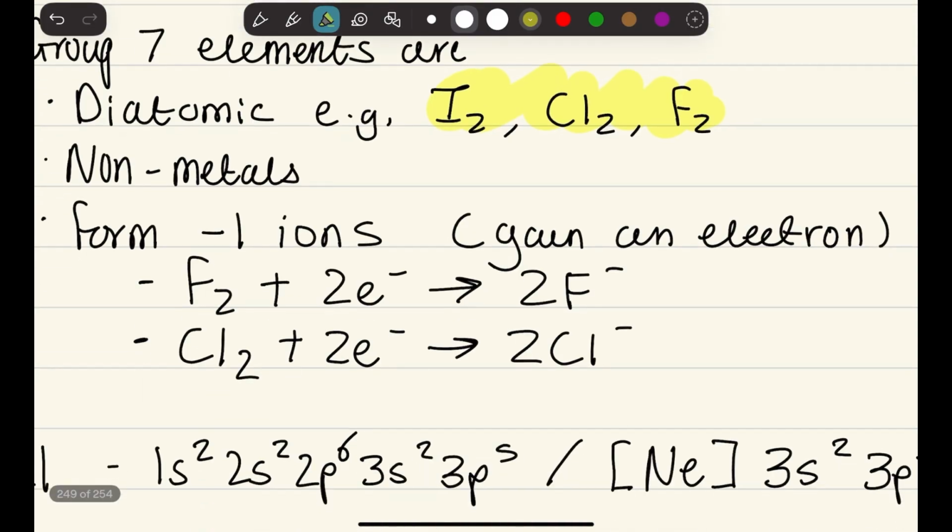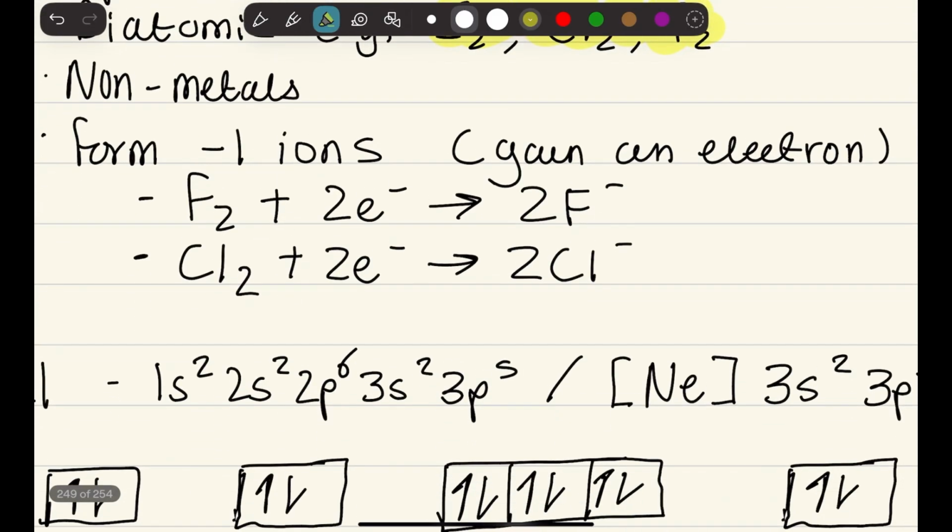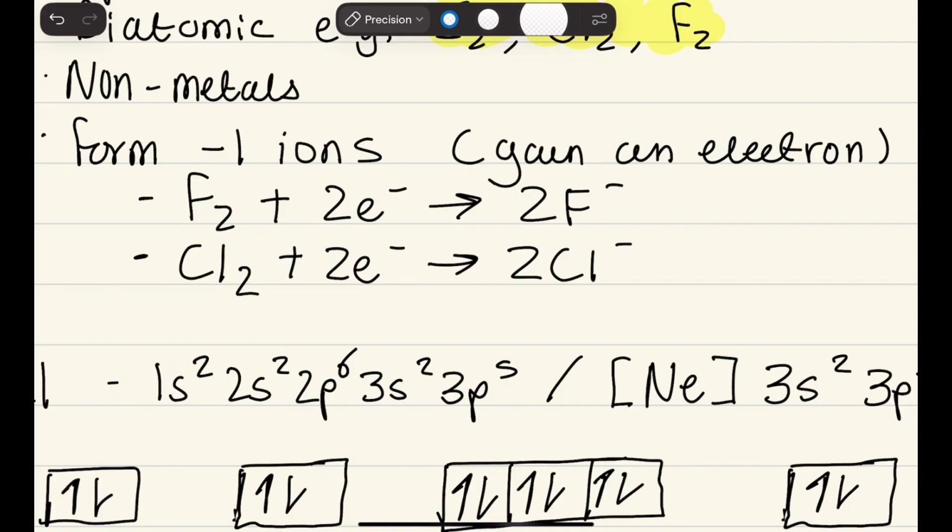So when you're drawing your ionic equations, you have to remember these are diatomic, right? So F2 is going to gain an electron to form F minus. But because there's F2, we need to do plus 2 electrons, going to form 2F minus. Hope that makes sense. And similar thing with chlorine.